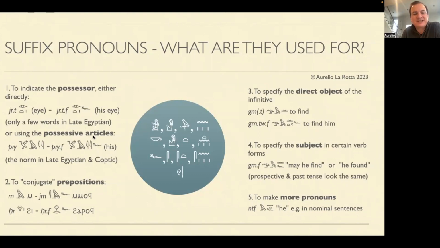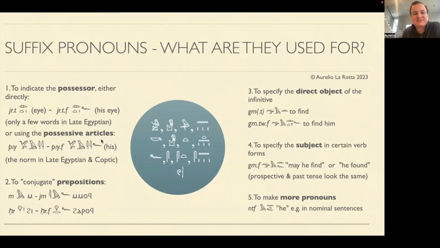You use the so-called possessive articles. What you do here is you take the demonstratives you already know, pi, tai, nai, and you glue the suffix pronoun at the end of the demonstrative. So pi becomes paif, and that basically means his. So if I wanted to say his father, it would be paif it. If I wanted to say his house, it would be paif per, etc. In Middle Egyptian, you could say itef, just like here, or peref for his father and his house, respectively. But in Late Egyptian, you don't do that anymore.